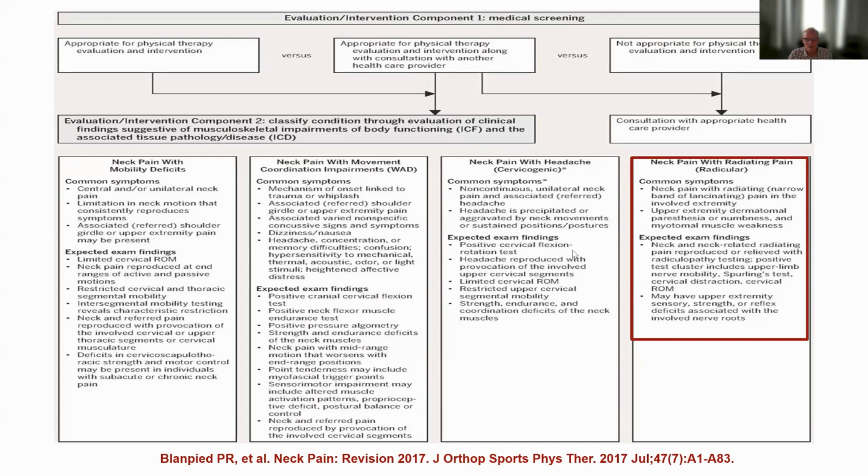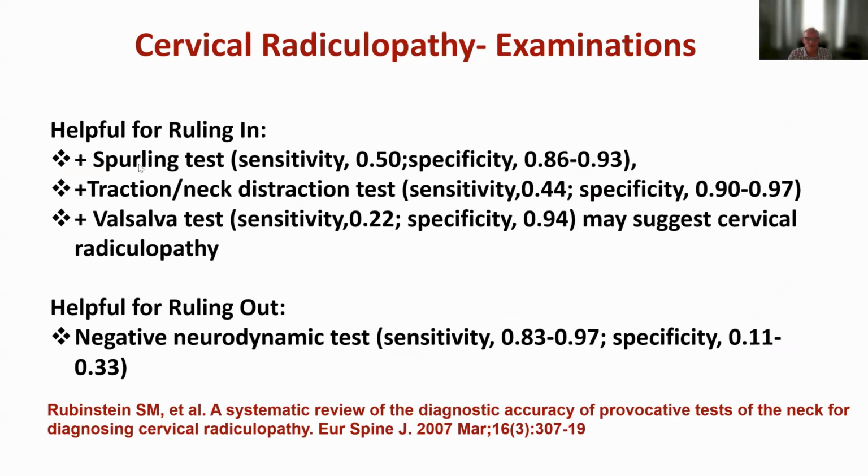All right. So that would be for radicular pain. Again, just showing you here, helpful for ruling in. What's really helpful for all these? So Sperling's test, traction, distraction test, Valsalva, helpful for ruling in, helpful for ruling out. We really want to look more down here at the neurodynamic testing, nerve mobility testing, also called upper limb tension testing, all helpful. And let me end that poll and I'll share the results.